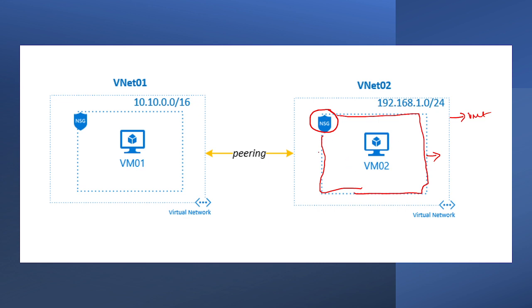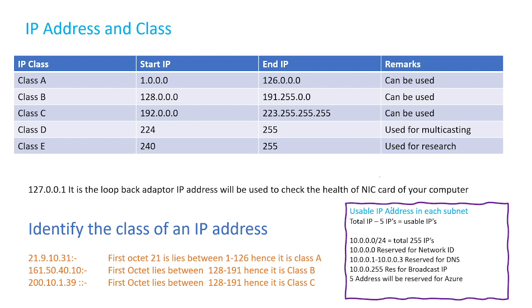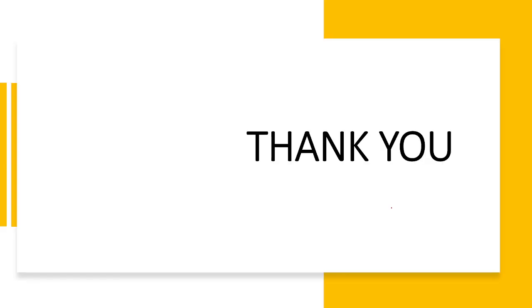So if you want to do RDP, you have to go to this NSG and allow port number 3389 from 10.10.0.0/16. Like that you can create a rule here in the NSG. Then anybody from the 10.10.0.0/16 network can RDP to the server remotely. Otherwise, no. That is called NSG. And these things we learned yesterday, right? So IP addresses, classes and all. That's all.